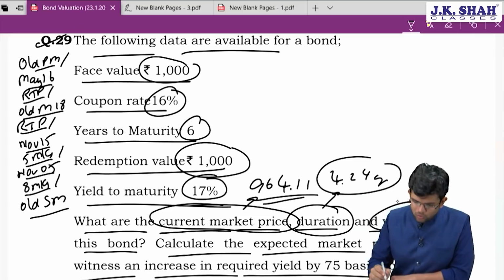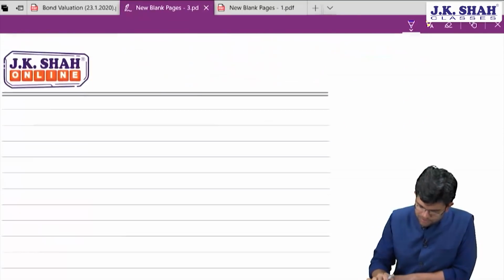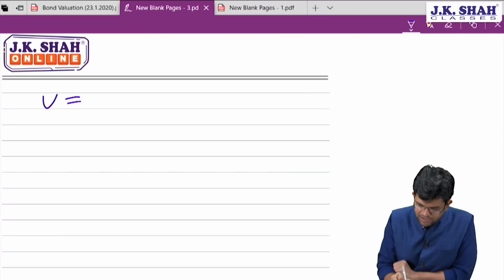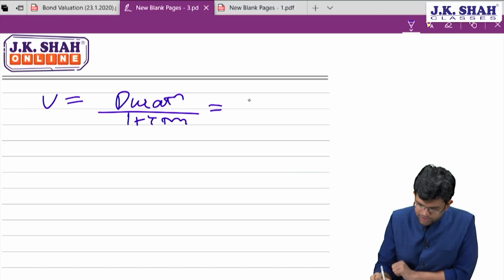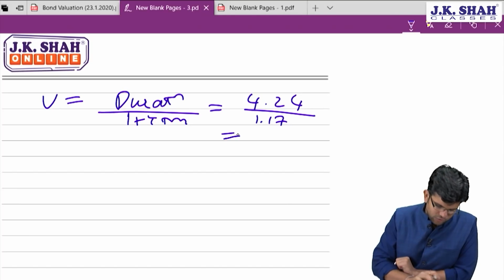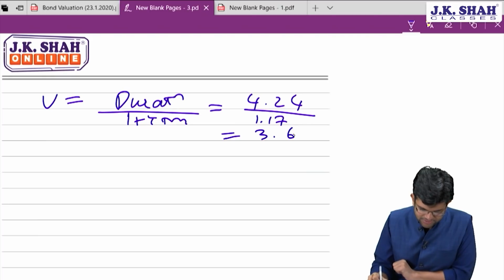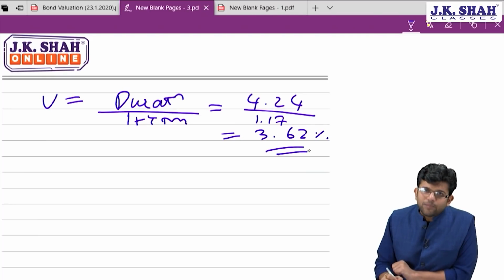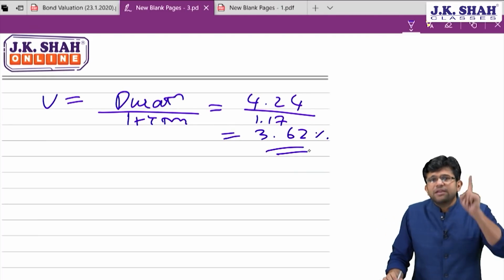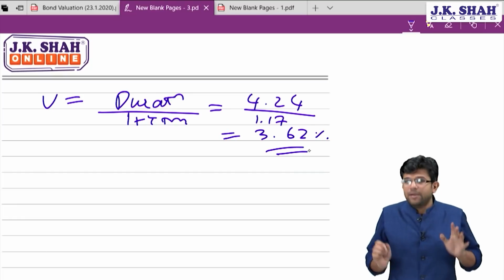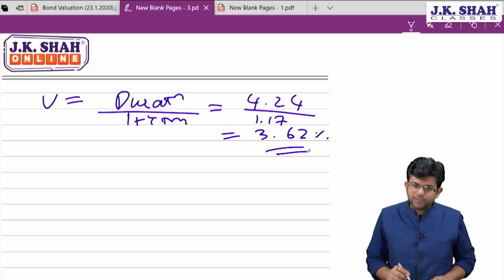They are now asking us volatility. I am very sure you know what to do with volatility. Tell me, what is the formula of volatility? Volatility is equal to duration divided by 1 plus YTM. My duration is 4.24 years. My YTM is 17%. So 4.24 divided by 1.17, if I do, I get 3.62%. What is 3.62%? For every 1% change in yield, my bond will fluctuate by 3.62%.